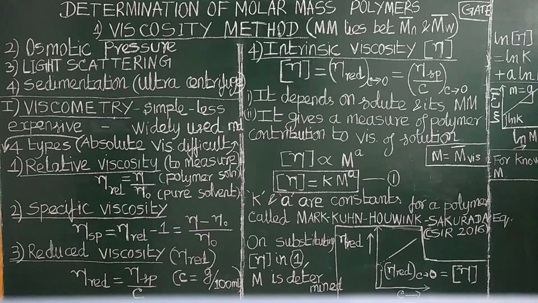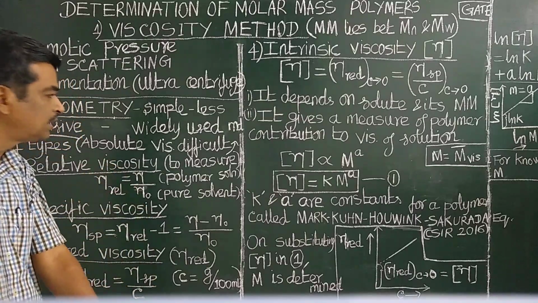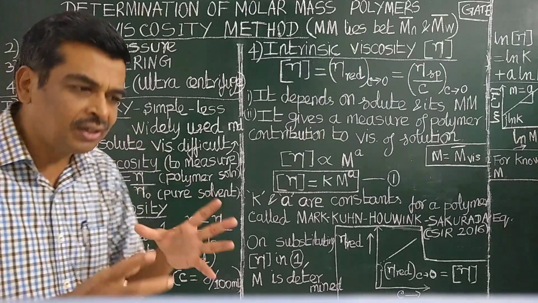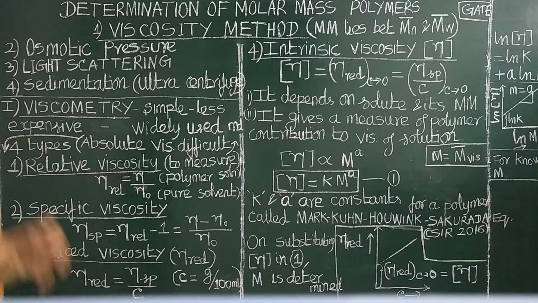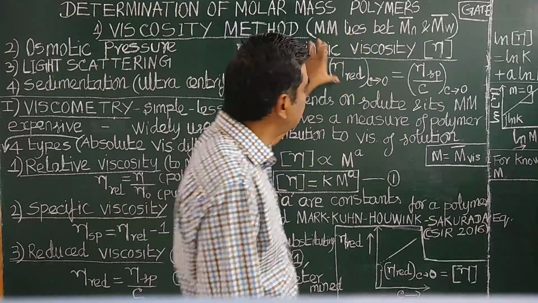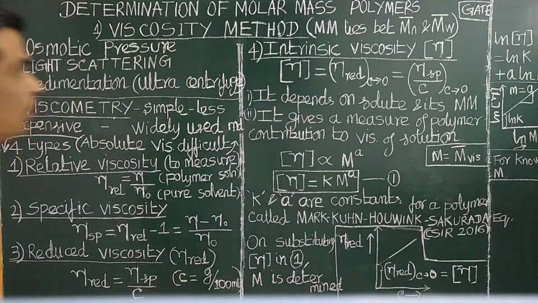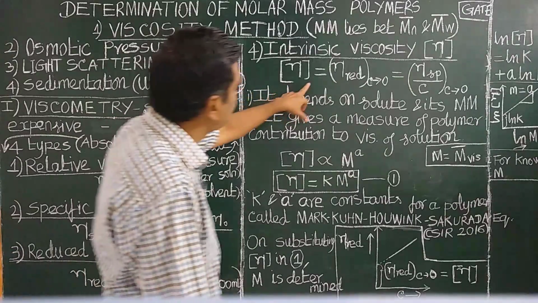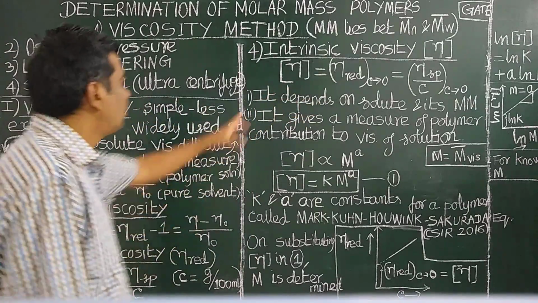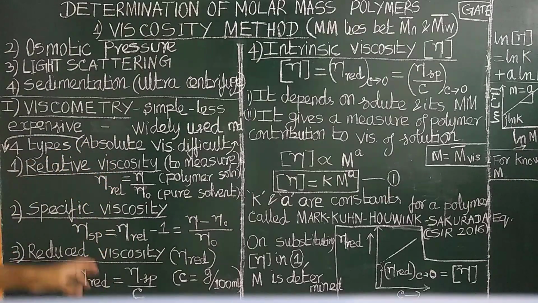of viscosities defined. How many types of viscosities? There are four types of viscosities because it is very difficult to measure the absolute viscosity of the polymer solution. First one is relative viscosity, then specific viscosity, reduced viscosity and intrinsic viscosity. This intrinsic viscosity is related to the molar mass of the polymer. Intrinsic viscosity is derived from these three. Therefore it is very important to know what the relative viscosity is.